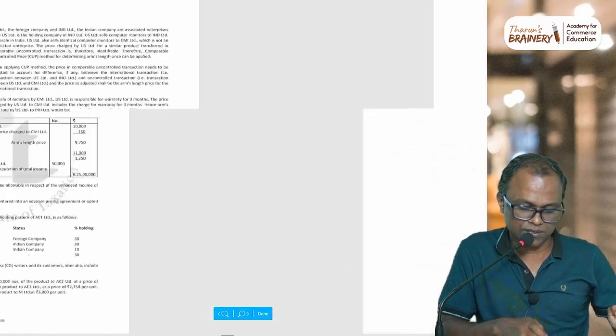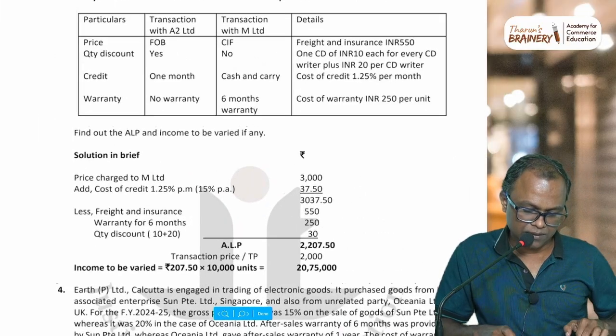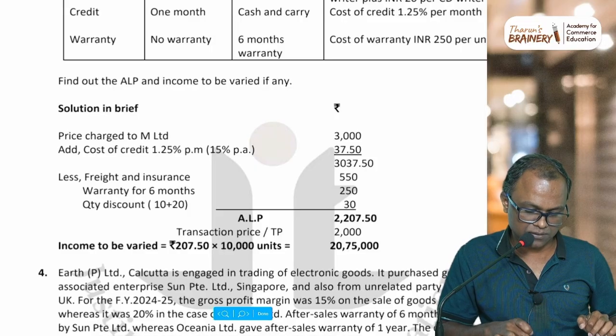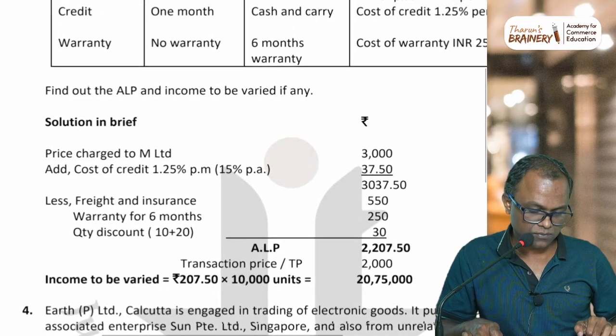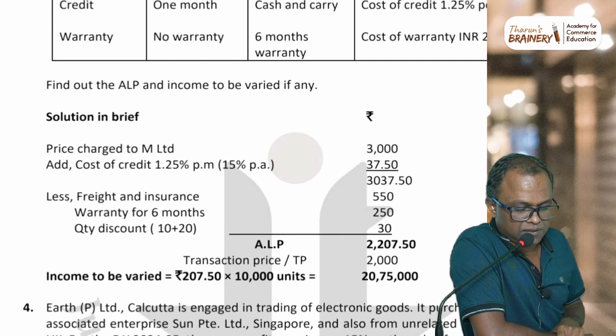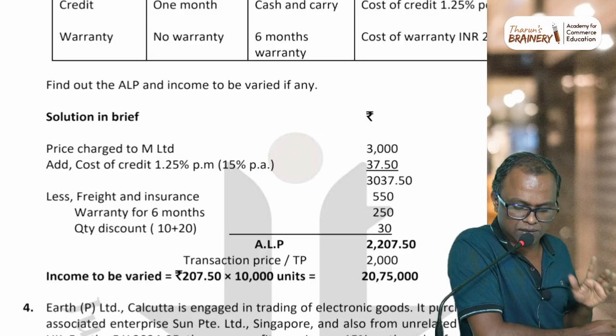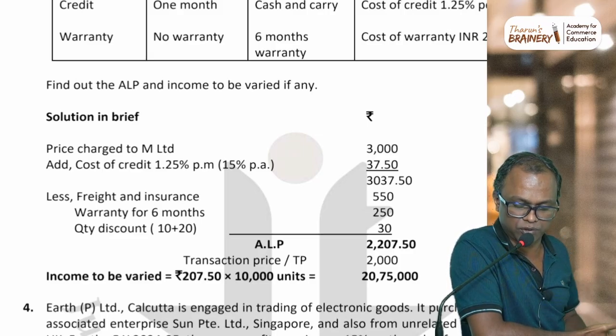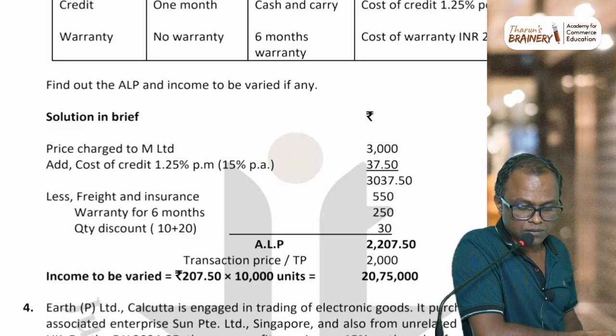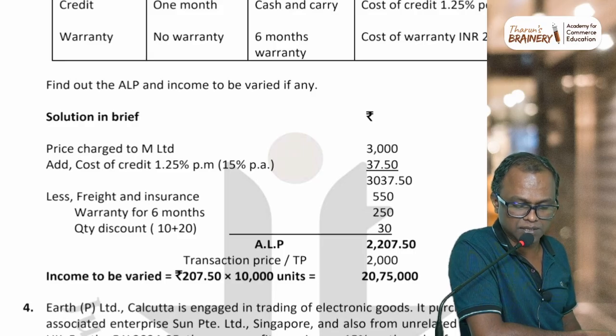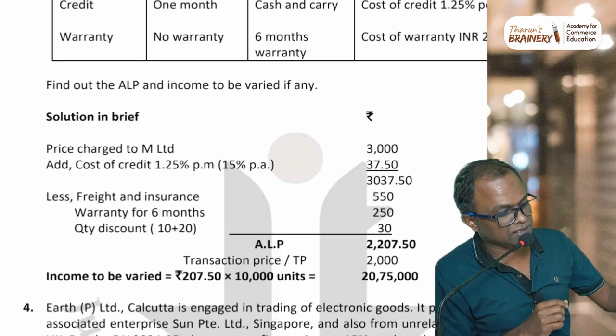Yeah, so this is the solution for that. So 2,207, right? 1.25%: freight we reduced, warranty we reduced, quantity discount we reduced, cost of credit we added. So in total, I'm saying the price is 2,207.5. 1.25% per month. Did they take 1 year or just 1 month? 1 month. Yeah, the question says the details are regarding 1 month.